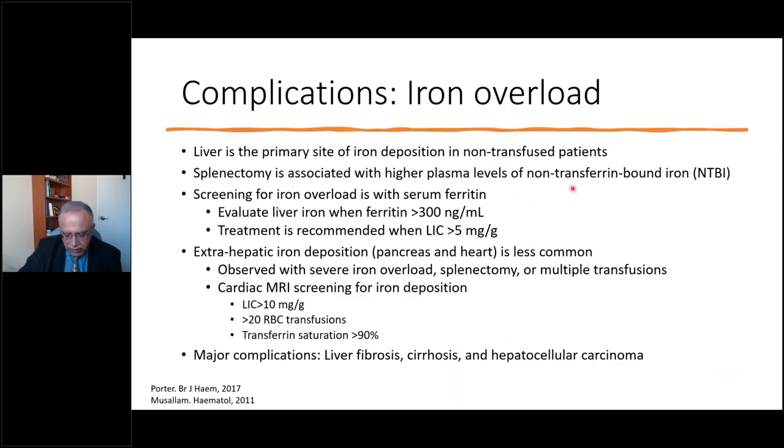So there are some differences in how iron loads in transfusion-dependent and non-transfusion-dependent patients. The liver is the primary site. Splenectomy increases the level of plasma non-transferrin-bound iron. We have adopted and recommended, along with other groups, that patients be screened with serum ferritin. And if the serum ferritin is more than 300, there should be evaluation for liver iron concentration.